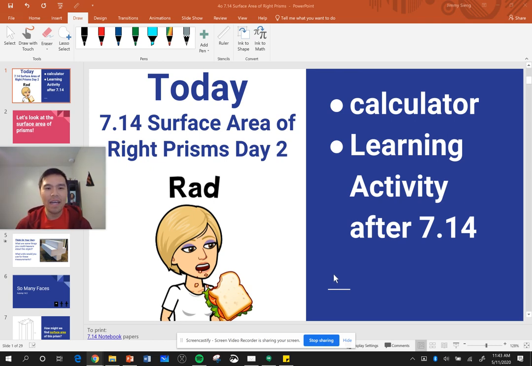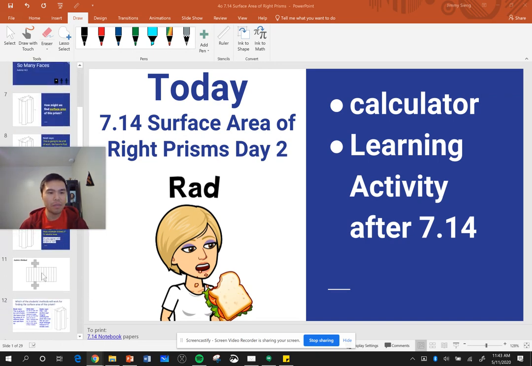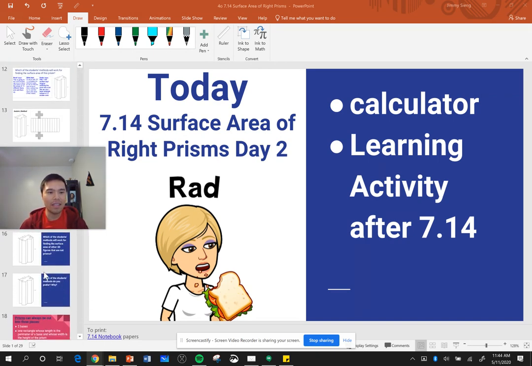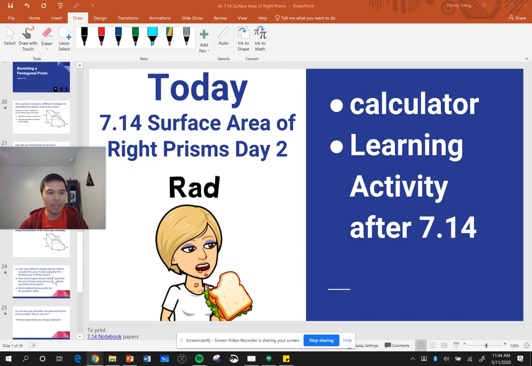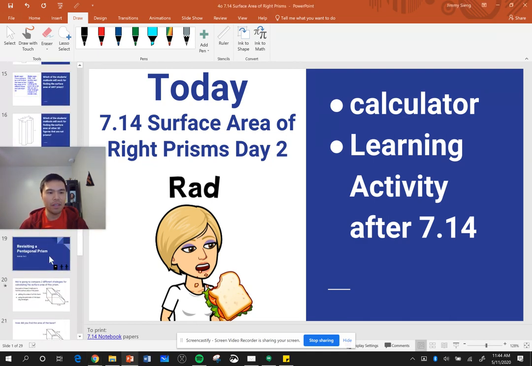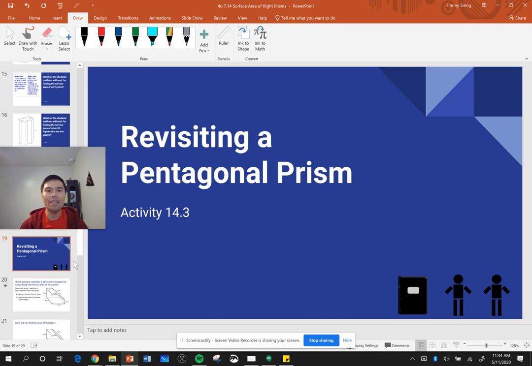All right, we are back for day 2 of lesson 7.14. Today we're going to do the second part of it and do a little bit more calculations with it. I know the other day was more about conceptual thought, but now we're going to have to start using an actual figure, an actual prism, and then find the surface area of that.